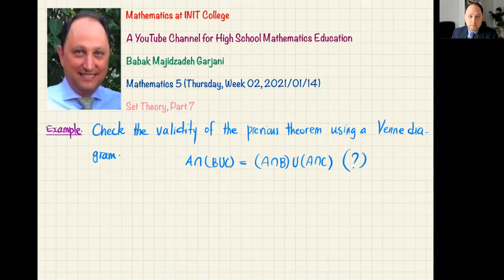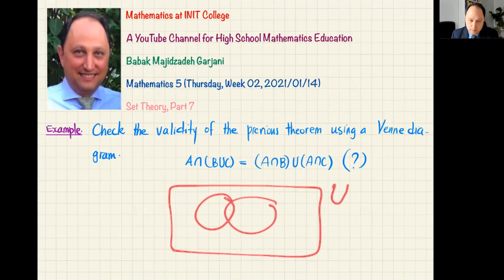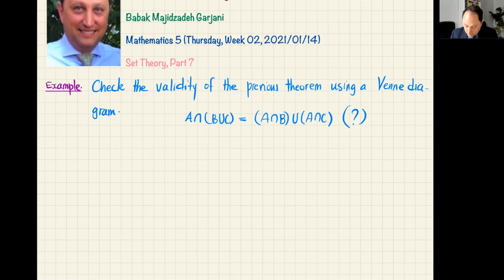What is a Venn diagram? Now, these Venn diagrams are the diagrams that you have. For example, do you remember a rectangle for the universal set and circles inside? These are called Venn diagrams. So how should we show that?